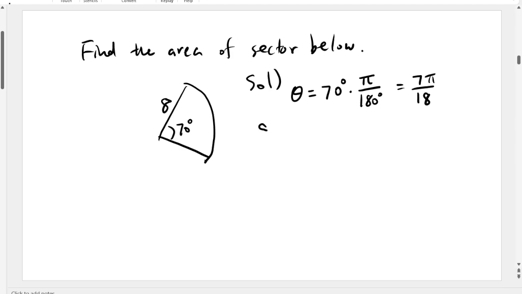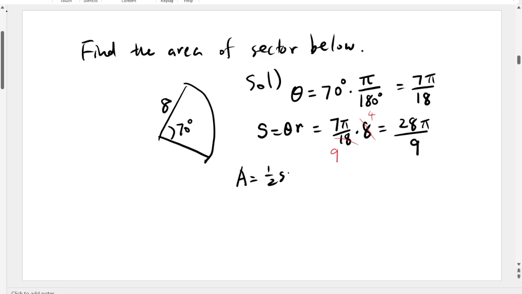Okay, and then use S equals R theta, which says theta is 7 pi over 18 and radius is 8. Now you can reduce 8 and 18 because they're both multiples of 2. 8 is 2 times 4 and 18 is 9 times 2. And if you multiply 4 and 7, you get 28 pi over 9. And now you use the formula area is equal to 1/2 base times height, although you shouldn't say that. 1/2 S times R, that's the formula. And you have 1/2 times 28 pi over 9 times 8.